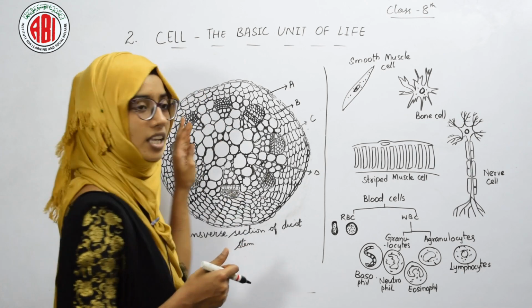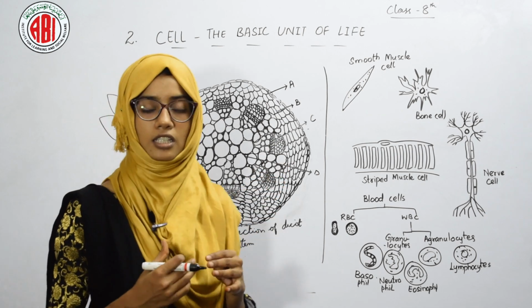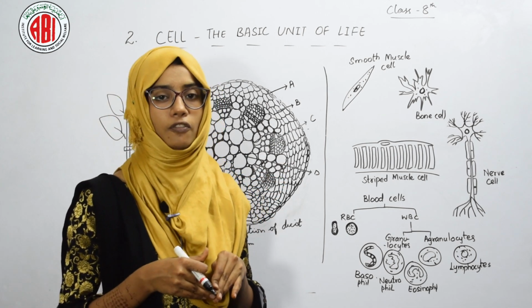So these are the various kinds of cells, or the four major kinds of cells, which we can observe in the different plant bodies.